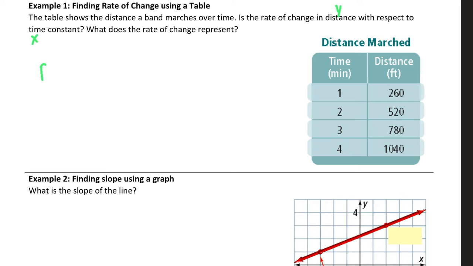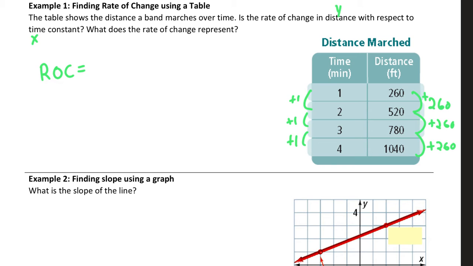I'm just going to abbreviate that: rate of change, ROC. When I look at this, I look at the change in x. Plus 1, plus 1, plus 1. That's my change in x. My change in y, change in distance, 0 to 260, is a change of plus 260. 260 to 520, plus 260. 520 to 780, plus 260. 780 to 1040, plus 260. So what I'm doing is comparing the change in y to the change in x.